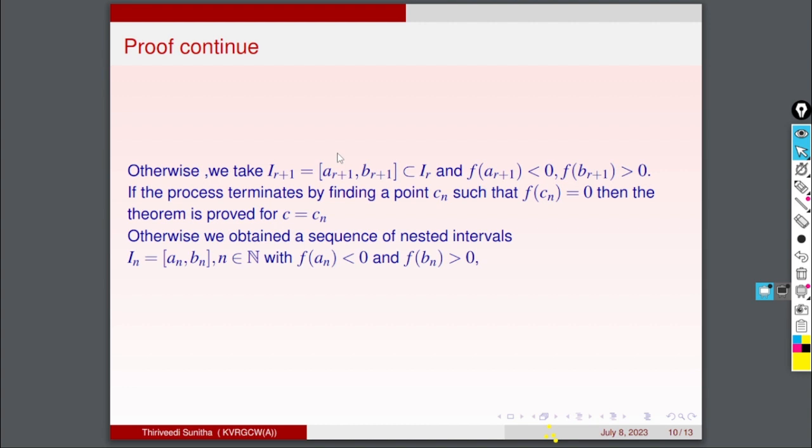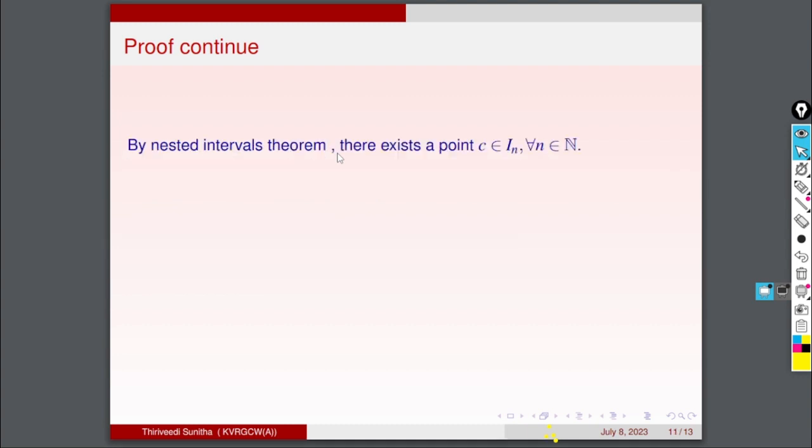Otherwise, we get a sequence of nested intervals In = [an, bn], n belongs to N, with f(an) < 0 and f(bn) > 0. Also, the length of In is (b - a)/2^(n-1). By the nested intervals theorem, there exists a point c belonging to In for all n in N. Since c belongs to [an, bn], that implies an ≤ c ≤ bn for all n in N.